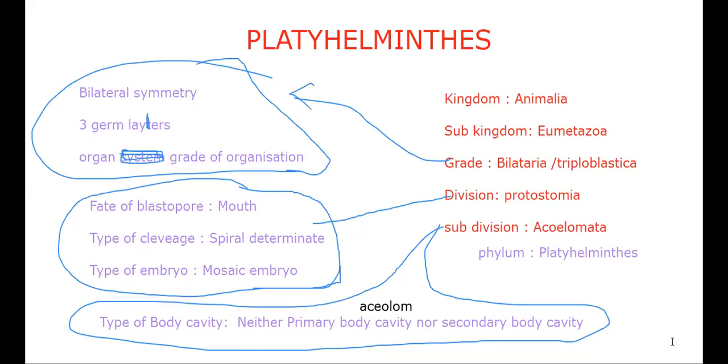That's why we say that they don't have either a primary body cavity or a secondary body cavity. Okay, now we need to know the classes of phylum Platyhelminthes. The phylum Platyhelminthes has 3 classes: Turbellaria, Trematoda, and Cestoda.